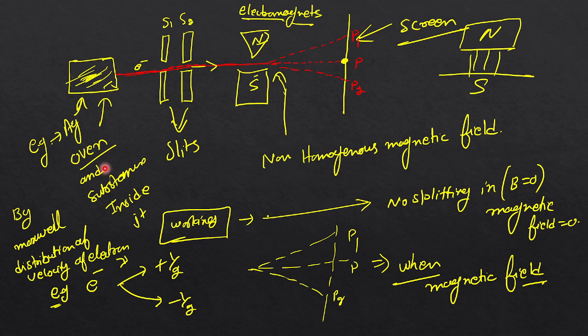So you can say there is an oven, and the substance is inside it, the substance which you want to use. By the Maxwell distribution of the velocity of the electron, you know that electrons have two spins, positive and negative, always half spins. Remember this, guys: the positive half spin is upward and the negative is downward. So the working is this: there is no splitting when there is no magnetic field. Remember this thing, because of the magnetic field, that line, the spectral line, is splitting into two parts. But when there is no magnetic field, there is no splitting. Remember this. So let's move further.